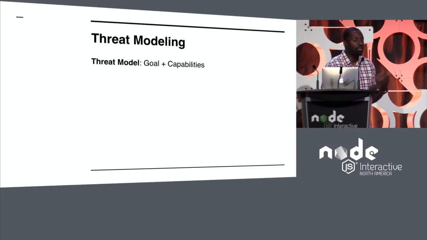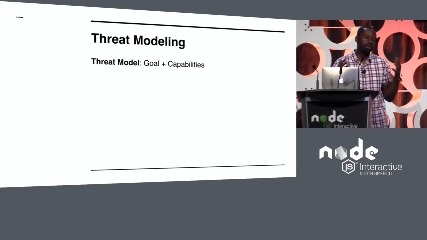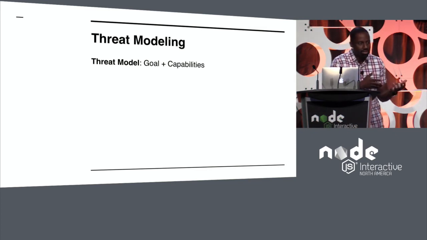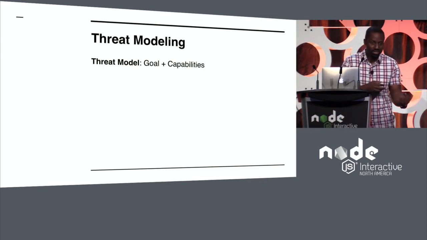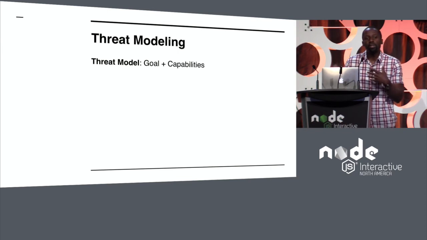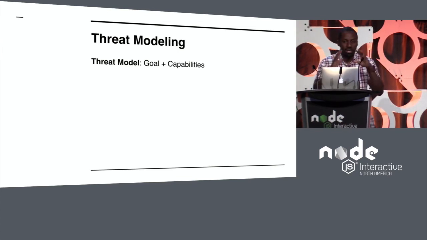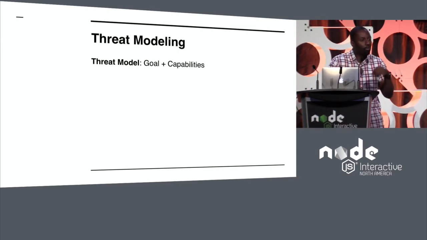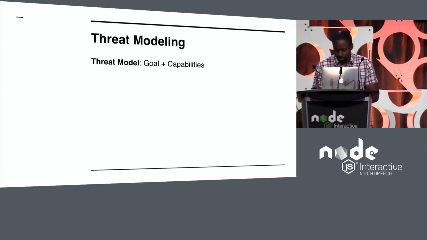So the first piece is the threat model itself, right? You have a goal and you have capabilities. What is the goal? Is the goal for this attacker to steal the data of your users? Is it to disrupt the service? What is the attacker's goal? And then from the capability standpoint: how many IPs does this person have? Do they have access to the operating system? Are they on a local network? What capabilities does this attacker have? Because that's going to inform what type of mechanisms make sense to defend.